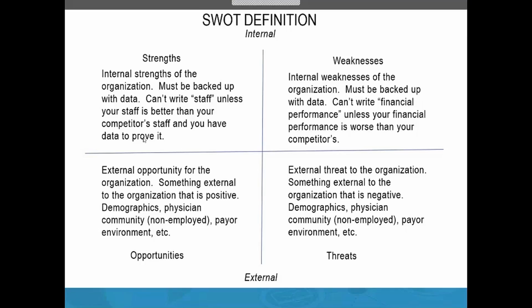It's like the layers of an onion. You have to probe. What makes our staff better than our competitor's staff? What objective data do we have? So it may mean that our customer service scores are higher than our competitors, or our quality scores are higher, both of which may be that objective data-driven strength that we're looking for. But the same goes for weaknesses. You can't pick something such as financial performance as a weakness unless you have an external benchmark, such as your competitor's performance or a state benchmark to compare yourself to.